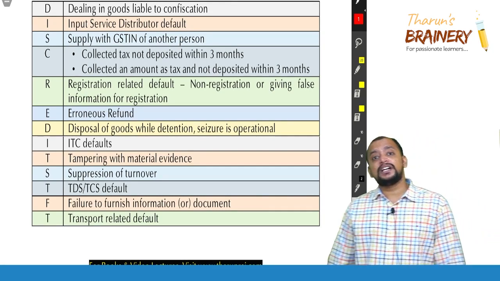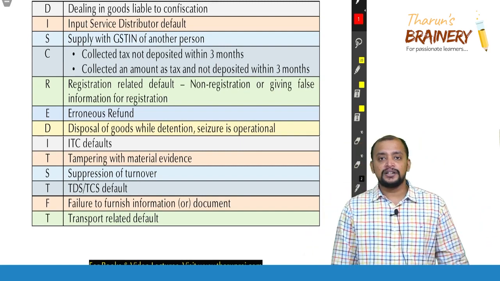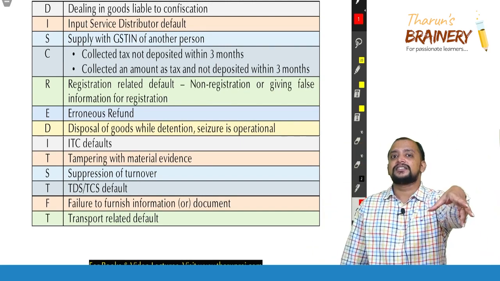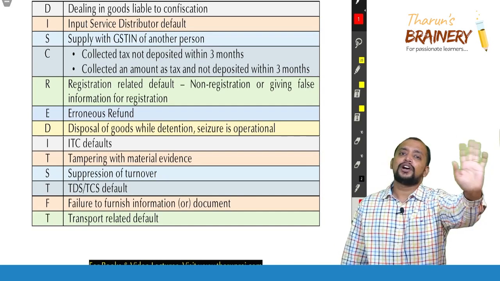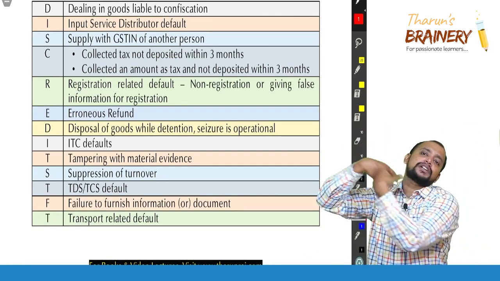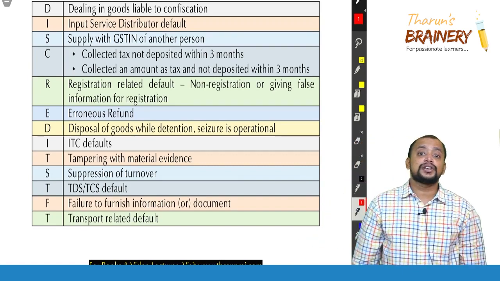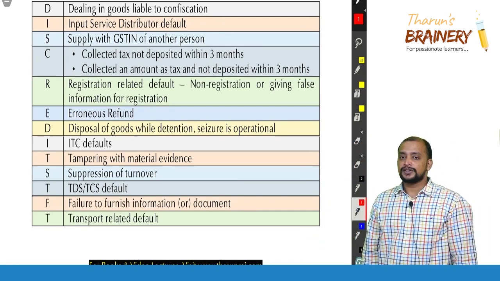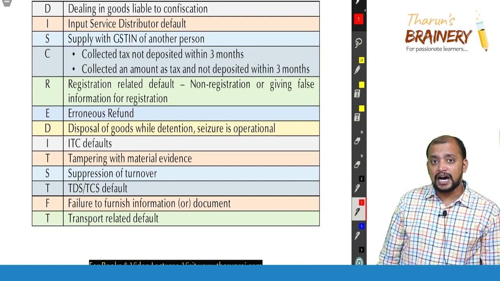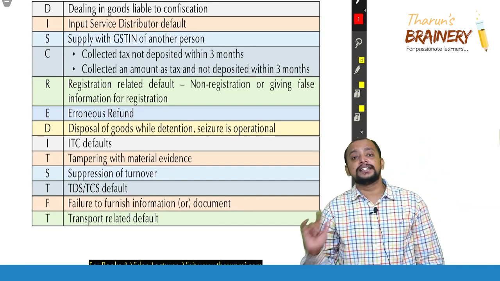Then D. Disposal of goods while detention or seizure is operational. The goods are detained or seized but you take those goods and sell them off. That is disposal of goods while detention or seizure is operational. So that is D. C, R, E, D. I for ITC default.